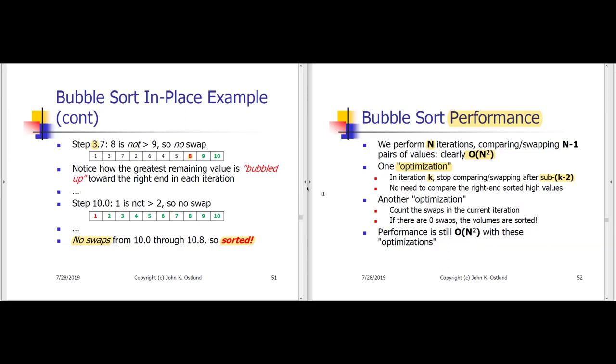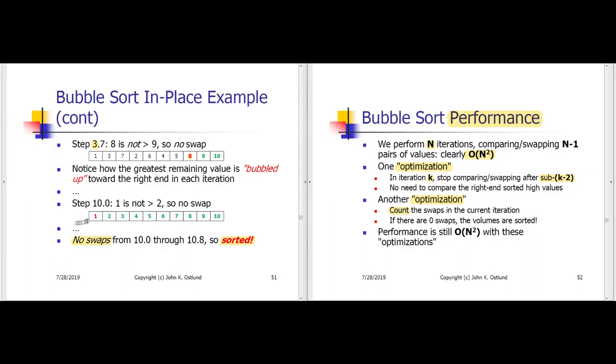Another optimization that we can do in order to detect that sorting is complete early is we can count the number of swaps that we perform during an iteration. And if there are no swaps, then we know that we're done. If we didn't do any swaps, that means that the array is already sorted.